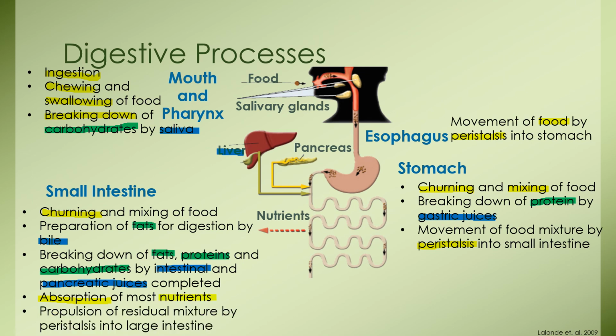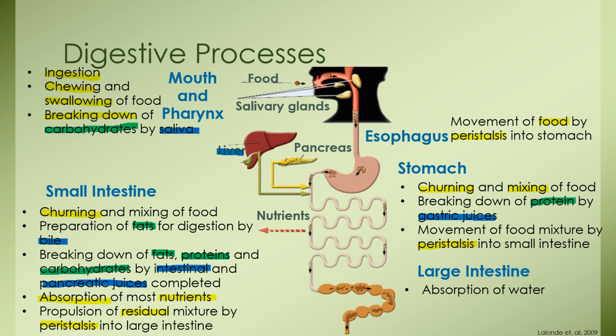And the propulsion of residue mixture by peristalsis, so also the peristalsis happens here, that moves the residue to the large intestine. And then finally, when it reaches the large intestine, there is the absorption of water, and the propulsion of residue by peristalsis toward anus. Then the feces will be eliminated.